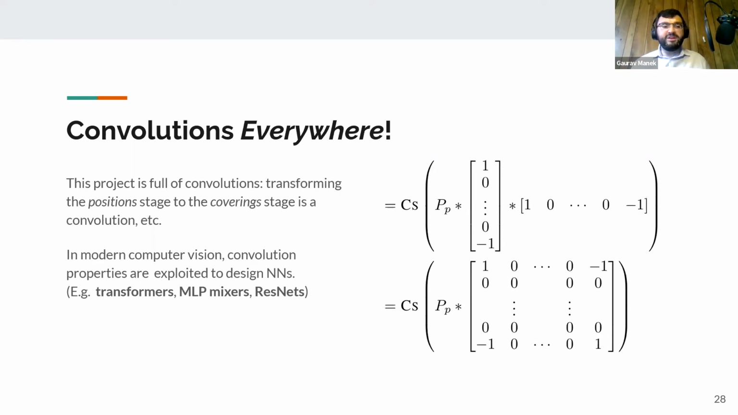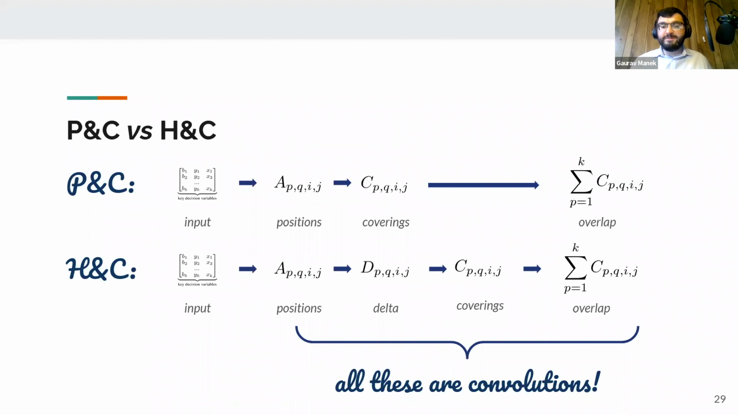In modern computer vision, convolution properties, not this particular property, but other such properties, are routinely exploited in, say, transformers, MLP mixers, architectures, ResNets, etc. And individual properties of convolutions form the backbone of many such techniques. In this case, the commutativity of convolutions is what we are exploiting to give us this particular result.